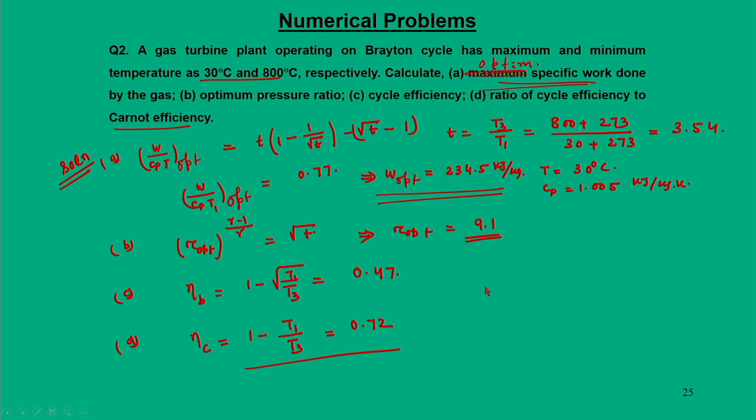And finally, it's the ratio. That means eta B by eta C would be 0.47 by 0.72, which is 0.652. The ratio of the Brayton cycle efficiency at optimum power is about 65% of the Carnot efficiency, and this is how the air standard cycle shows the optimum air standard efficiency of a Brayton cycle when you compare it with the Carnot efficiency.